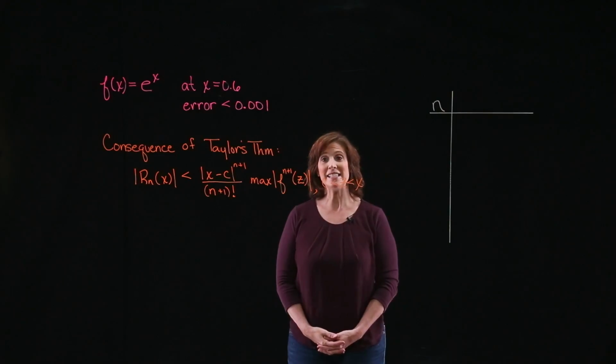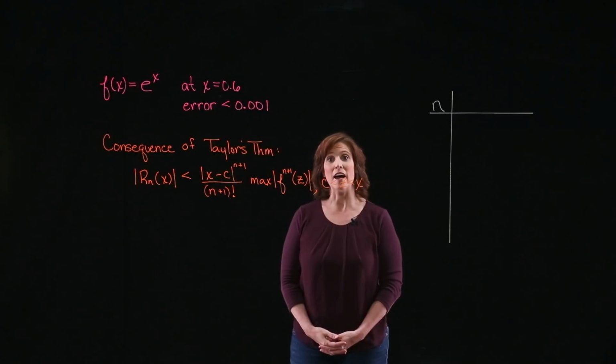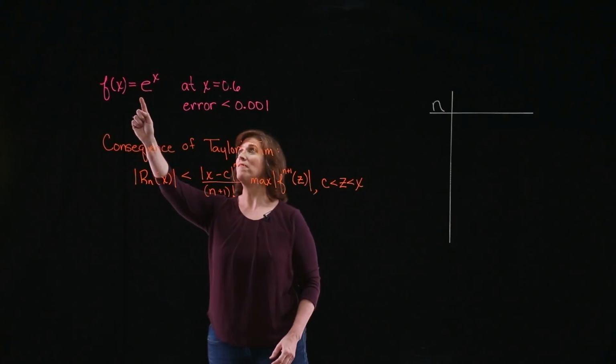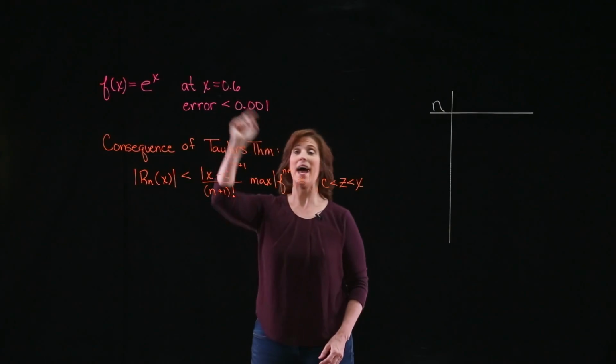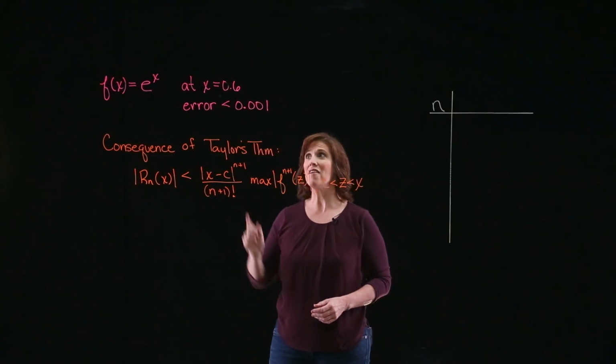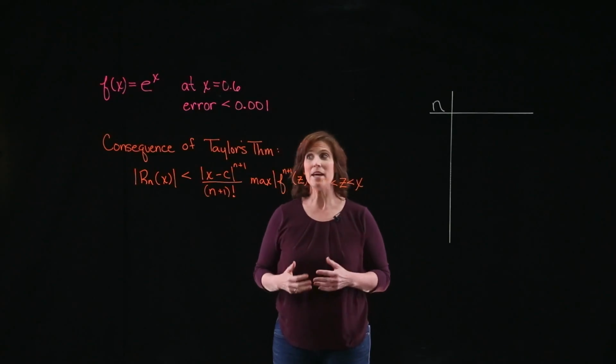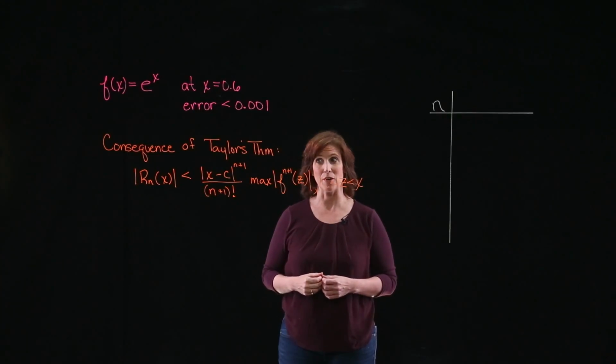Hi everyone, I'm Cheryl. In this example, we're looking for the degree of the Maclaurin polynomial that will allow me to approximate f of x equals e to the x when x is 0.6 with an error that's less than 0.001. Now we're going to make use of something called Taylor's theorem.